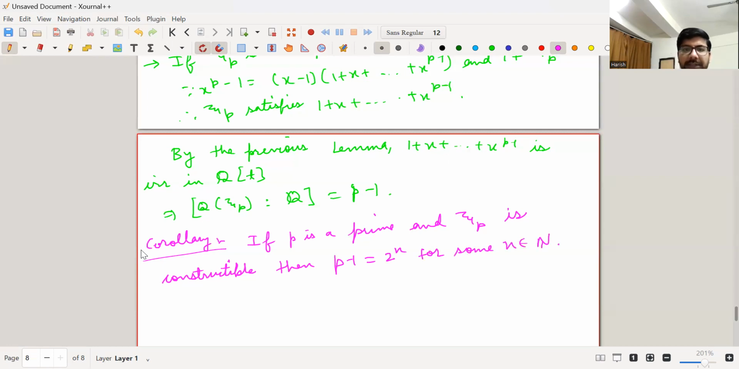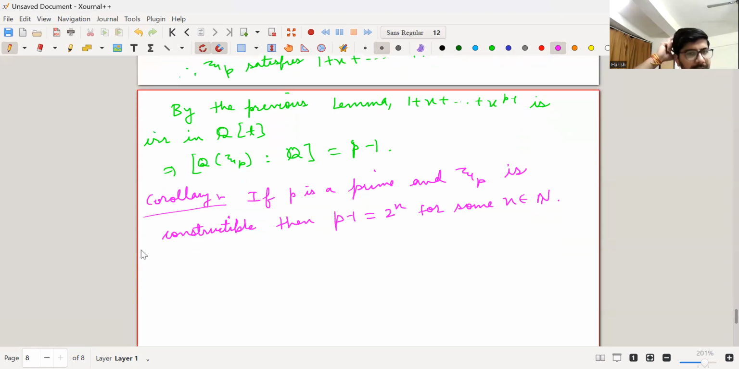Why is it so? Since it is a constructible number, its extension Q(ζ_p) over Q, that is p minus 1, must be some power of 2, and thus p minus 1 should be a power of 2. In fact, it's an if and only if condition, because if it is not a power of 2, then you cannot construct it either. So if p is a prime, ζ_p is constructible if and only if p minus 1 is some power of 2. Okay, so that is something.